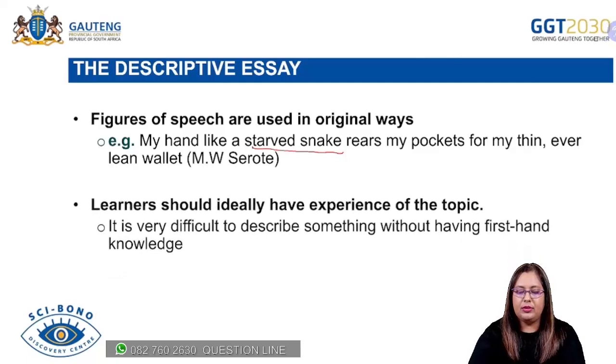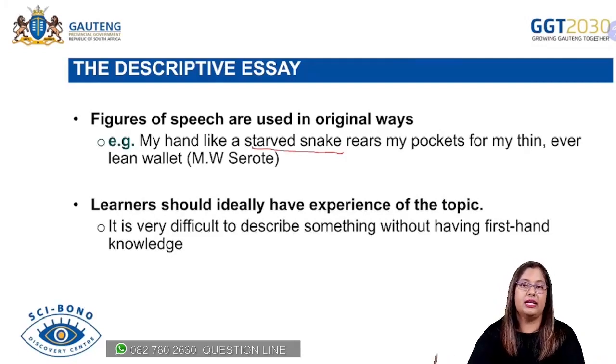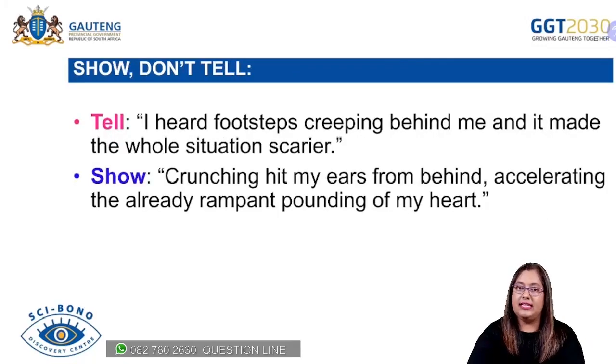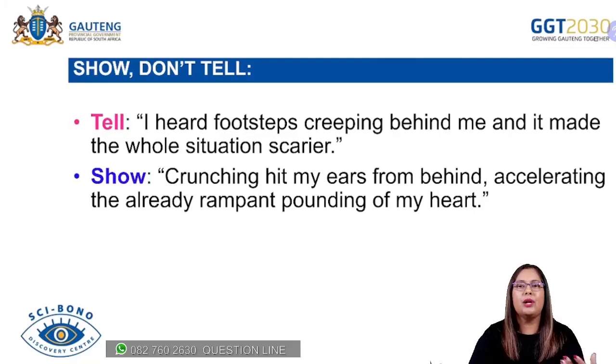The next example, also there, grade 12s, is to make sure that you have experience of the topic. Please don't write on something that you know nothing about, because then it's not really going to be beneficial at all. So, first-hand knowledge, definitely important. Furthermore, please show us something. Don't tell us about it. So what do I mean here?